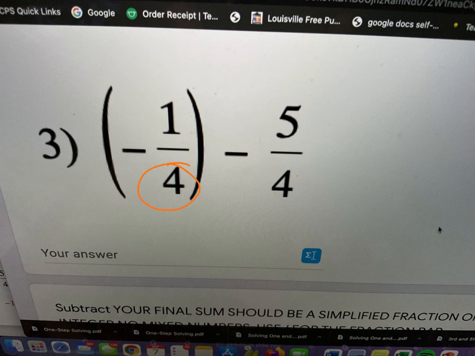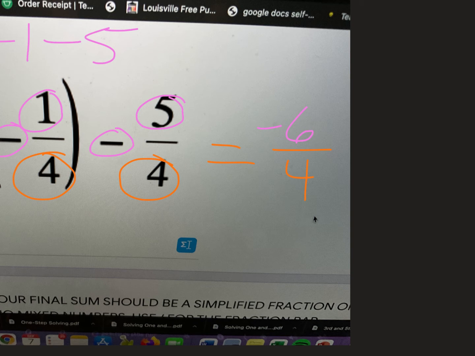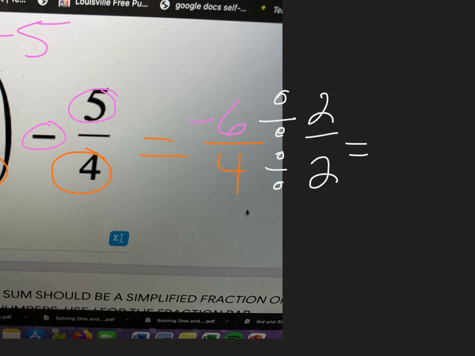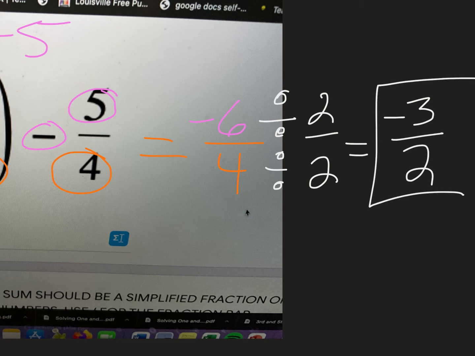Number 2, we've got that common denominator, so we're going to leave that in the bottom. And then we've got a negative 1 minus 5. So negative 1 minus 5. We start off negative, then we get even more negative. So that means that we're going to combine those two negatives. So that's going to be negative 6 over 4. And then they're both even numbers, so that means we can divide them both by 2. So our final simplified fraction should be negative 3 over 2.